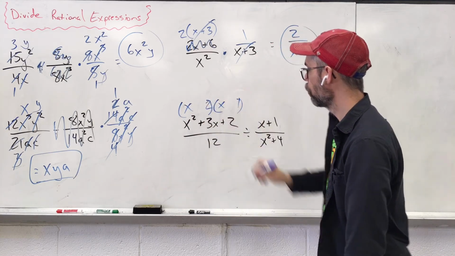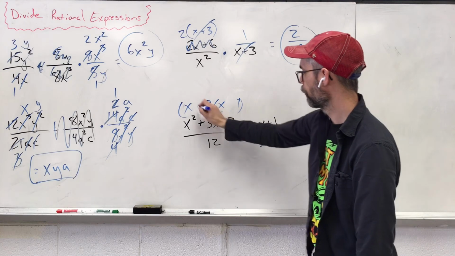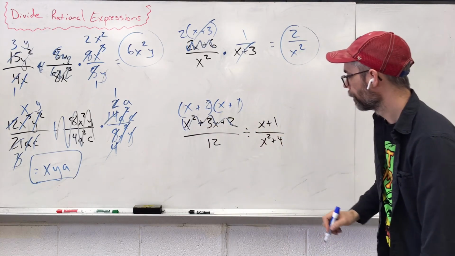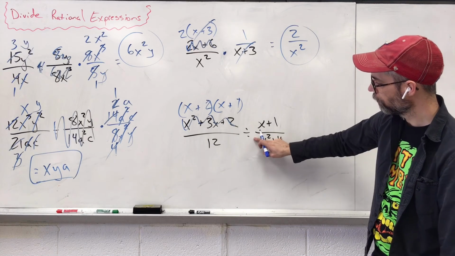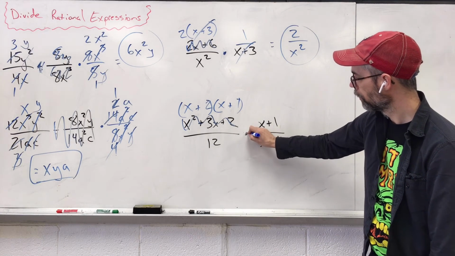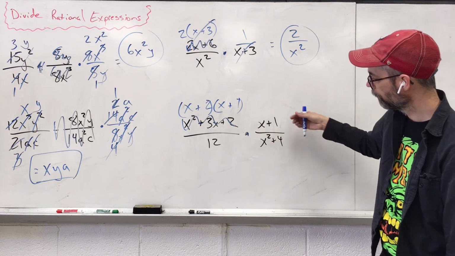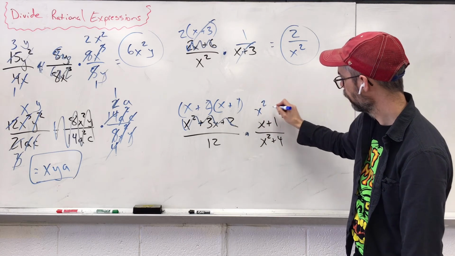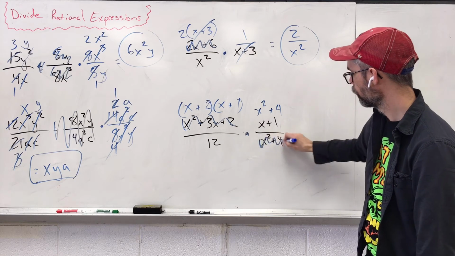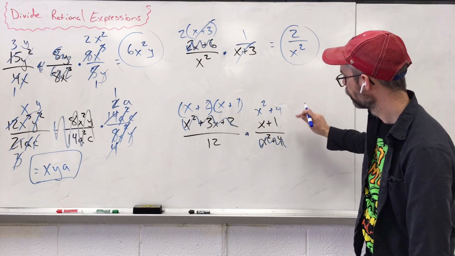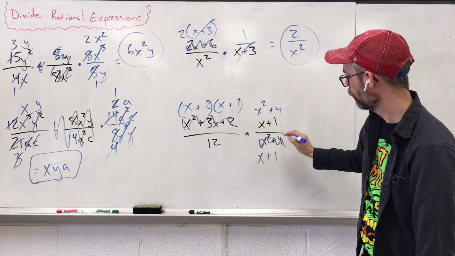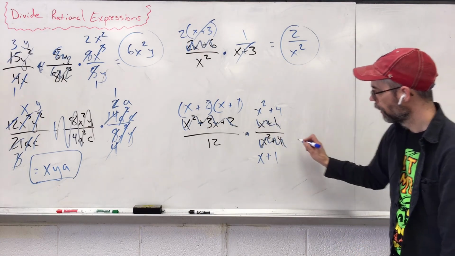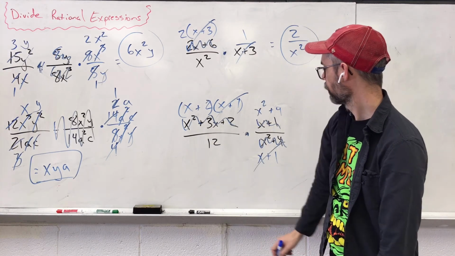X, 2, 1. To get a positive 3, we need plus 2 plus 1. That's gone. We're going to turn this to multiplication. And remember, these have to get flipped. So x squared plus 4 comes up top. And then x plus 1 on the bottom. Now, let's see if anything cancels. X plus 1, x plus 1.